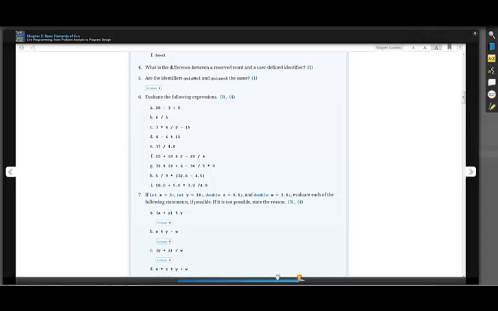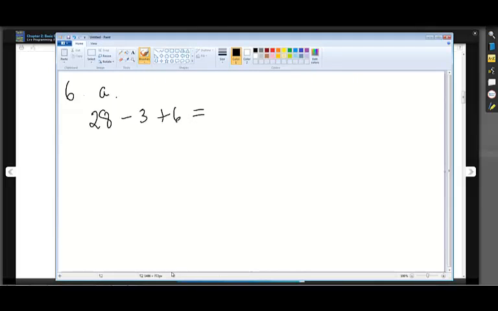So what I'm going to do is open up Paintbrush and use it as a board, and just review with you some of the stuff before we get too far with this.